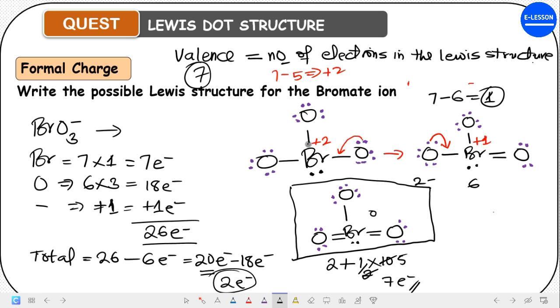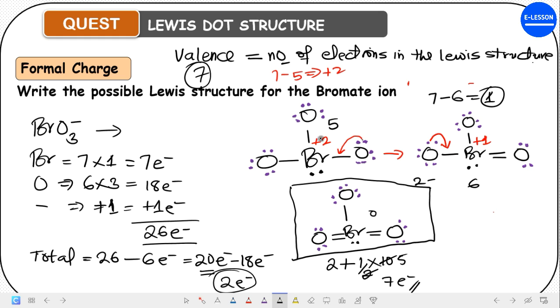Bromine brought how many electrons? 7. Is that okay? But if you count, you know that in every bond you see here, one of the electrons is for oxygen and one is for what? Bromine. Are you getting it now? We know that when we calculated, the number of electrons for bromine in this structure was 5, whereas it brought 7, so it has not contributed up to the number it brought.